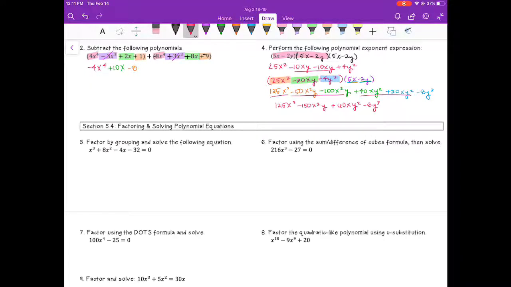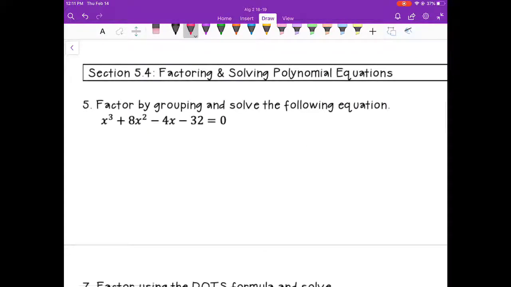Alrighty, as we move into section 5.4, we did a lot of factoring and solving polynomial equations. So they ask us in number 5 to factor by grouping. So when we factor by grouping, we break it into our first two terms and our second two terms, and we take out our GCF from each group.